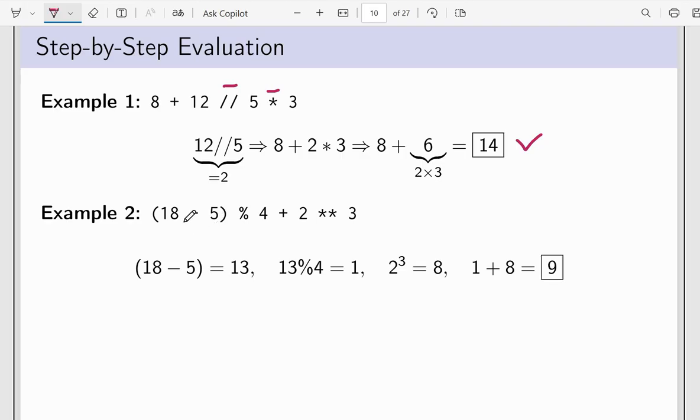Example number 2: 18 - 5 / 4 % 4 + 2 ** 3. First of all, I will solve this, 18 - 5, and it will give you 13. Then 13 divided by 4, you will check the remainder. The remainder will give you 1. After this, 2 raised to the power 3 is equivalent to 8. Now when you write it, it becomes 1 + 8, which is equivalent to 9.